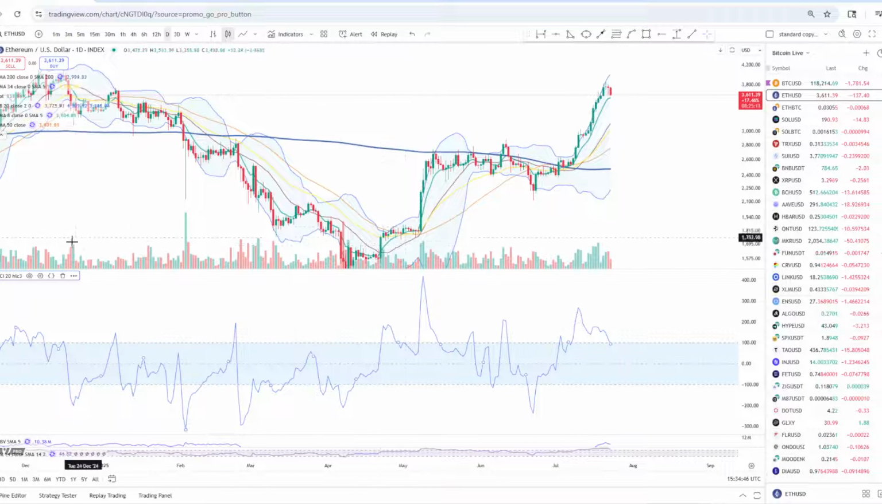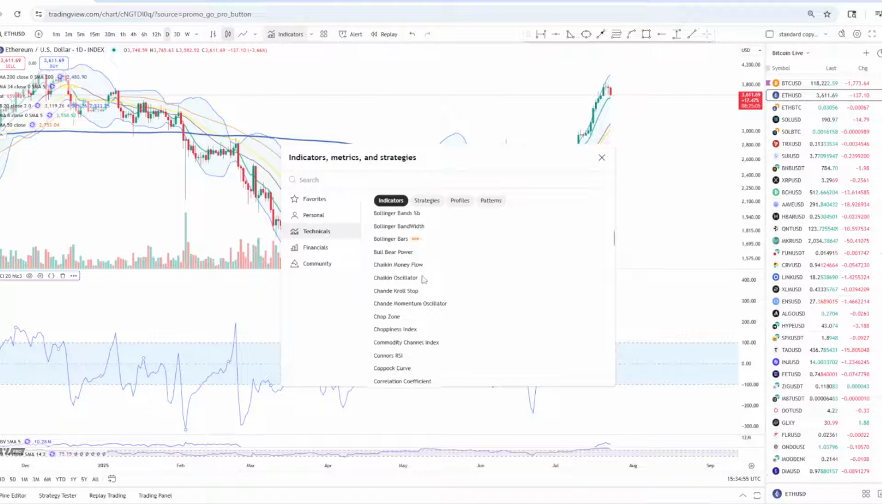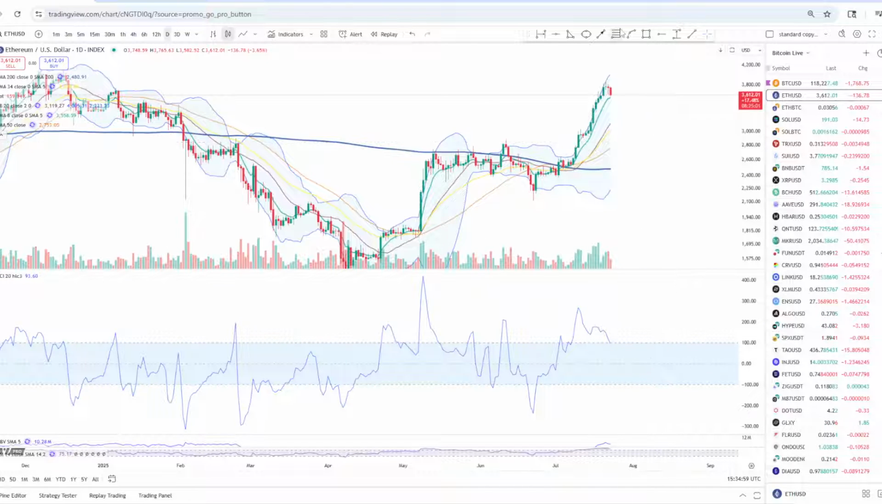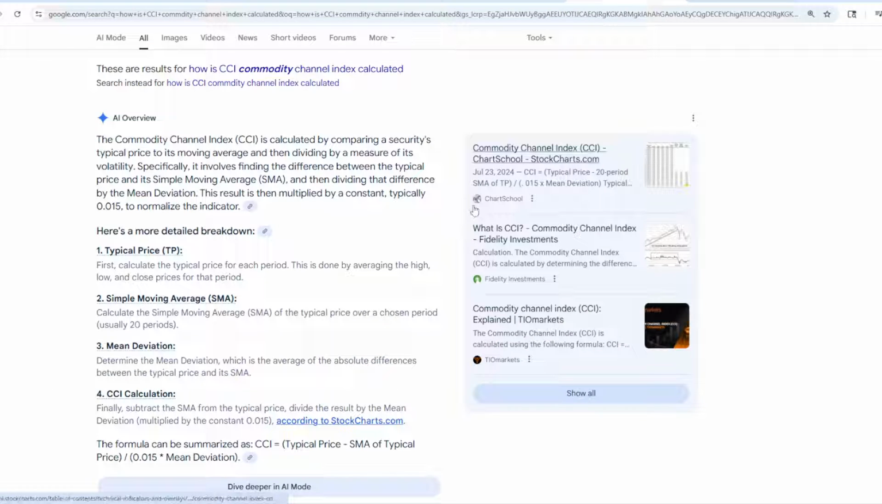For today's lesson, we're going to look at the CCI, or Commodity Channel Index. You can go to TradingView, click on Indicators, go to Technicals, and scroll down and you'll find the Commodity Channel Index, or CCI. Here is a brief overview of how it's calculated. As always, you can pause and read this at your leisure, but let's talk about it.